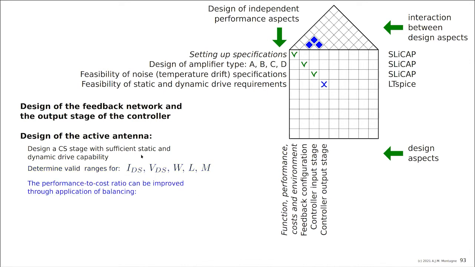And if we have found a simple CS stage to do so, we know that we can increase the performance to cost ratio by applying balancing with a complementary, parallel, or push-pull output stage. And we can have less quiescent power, but we can still drive high currents to the load. That might be interesting. So if you are investigating showstoppers, you better start there, because that is the best situation you can have. So that's what we do.